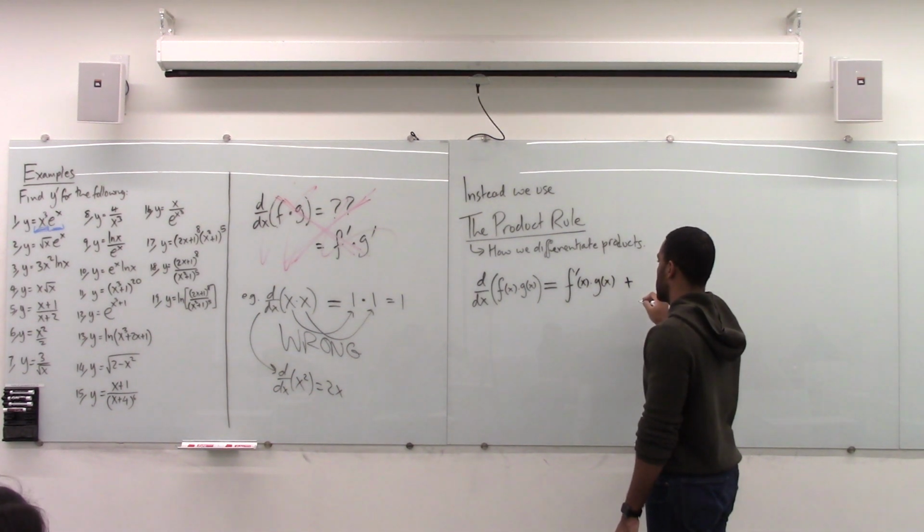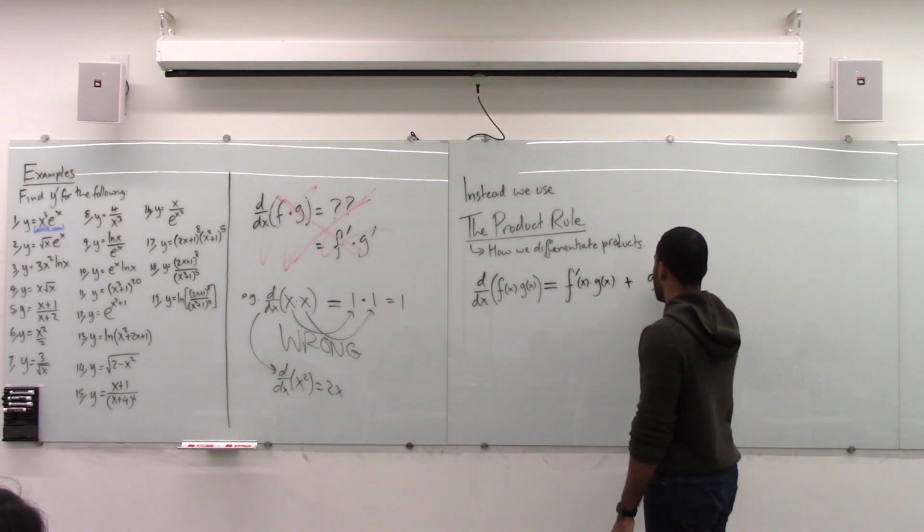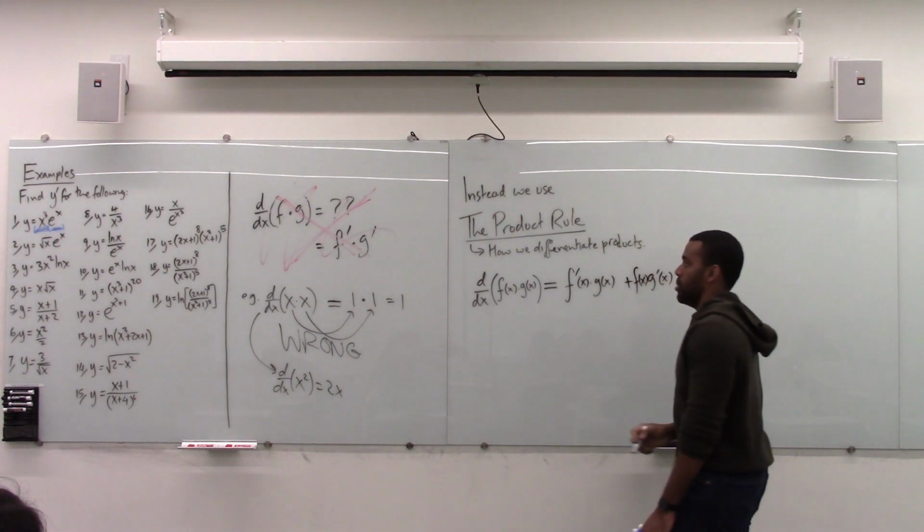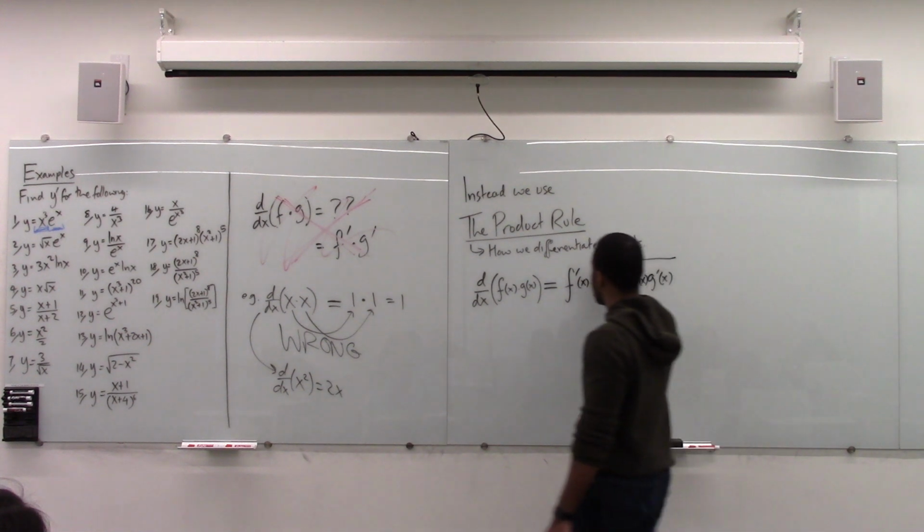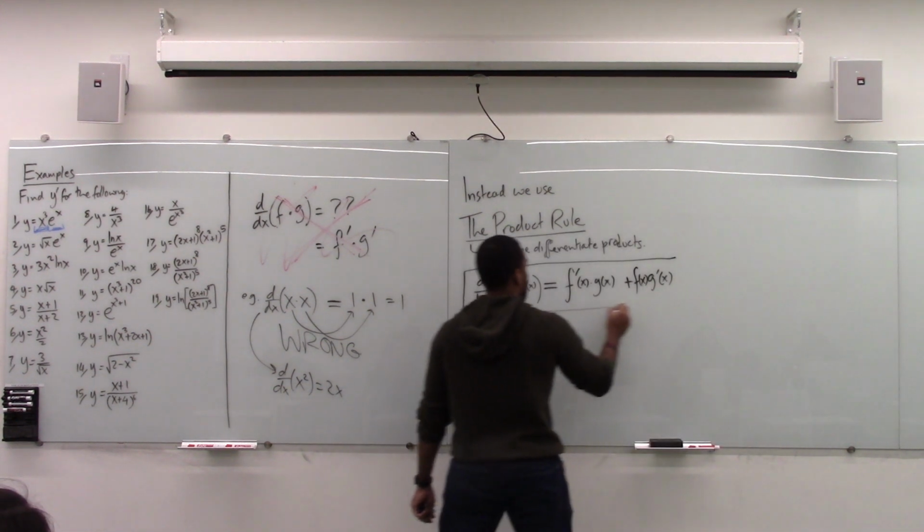Plus the derivative of g times f of x. This is called the product rule. This is actually how you take it.